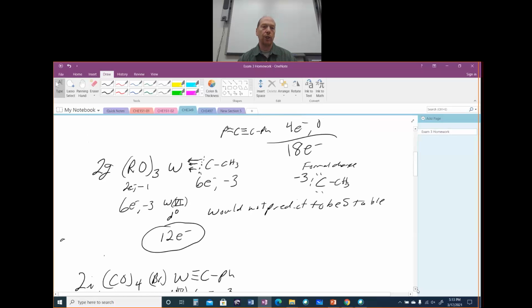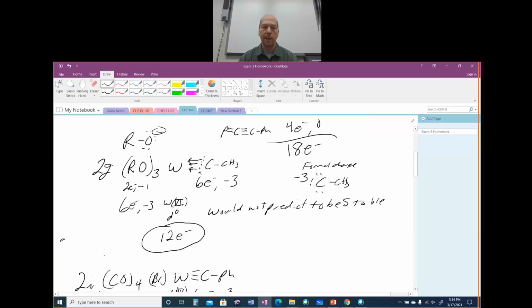Second question was on 2G. All right, so you've got RO, you've got 3 of them. If you draw the Lewis structure of RO, you see that that is the same as an OH Lewis structure. All right, so you got a 2 electron minus 1. You got 3 of them, so that's 6 electrons minus 3.